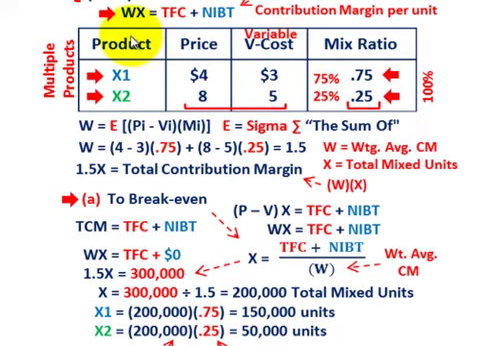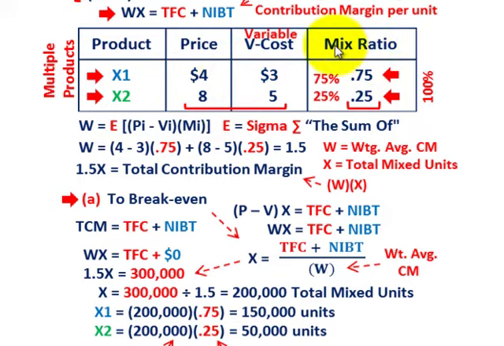When you're dealing with these multiple products, you're going to have to lay them out in table form, where you're going to have your different products. In this case, we're only going to be looking at 2 of them for this example, but you can have any number of different products. So I'm going to have a product X1 and product X2, and then you're going to have a unit price for each of those products, and you're going to have to know the unit variable cost for each of those products.